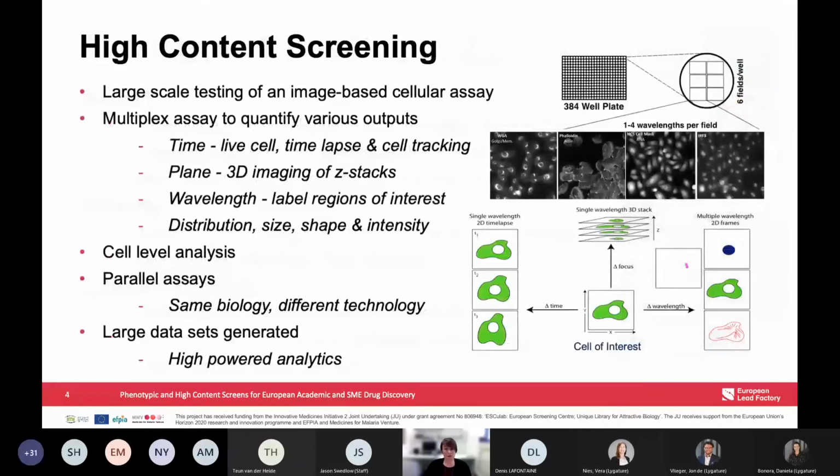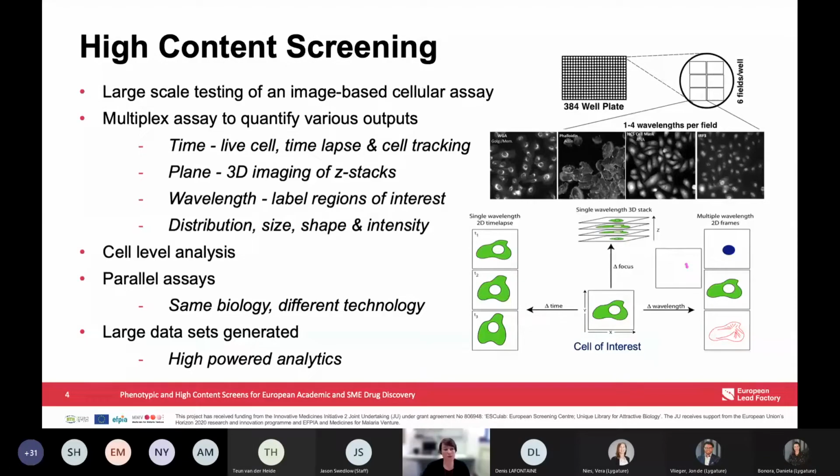So high content screening is the large-scale testing of an image-based cellular assay. That can be phenotypic, but it could also be target-based, and I'll discuss that later. But using a high throughput plate format, so the 384 well plate, we can take multiple images per well, for example, and look at different compartments in the cell.